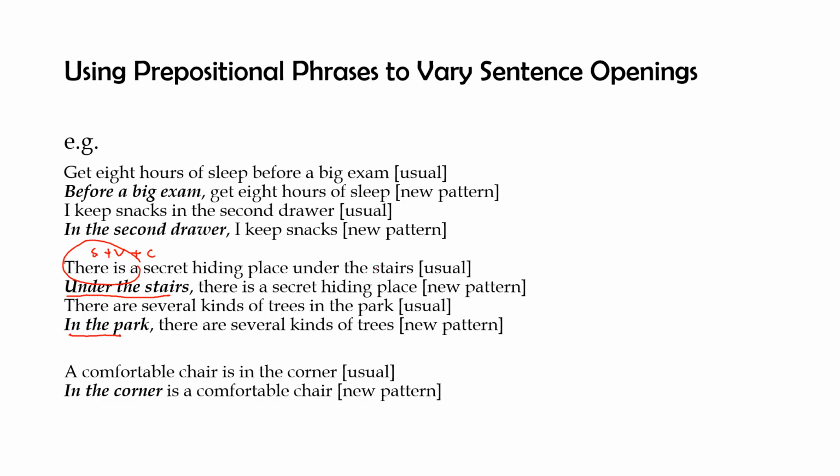Sometimes the subject of a sentence can just exchange places with a prepositional phrase of place. Have a look at the example. If the sentence only contains a subject and then an intransitive verb and a prepositional phrase, like a comfortable chair is in the corner, it is a usual pattern. It can be changed into in the corner is a comfortable chair.